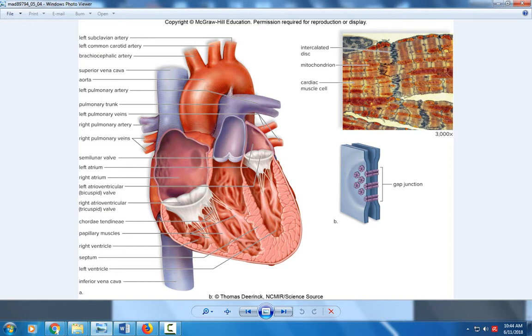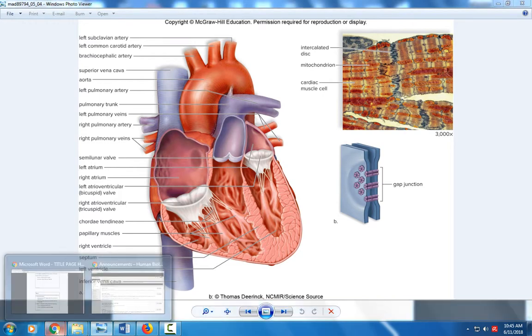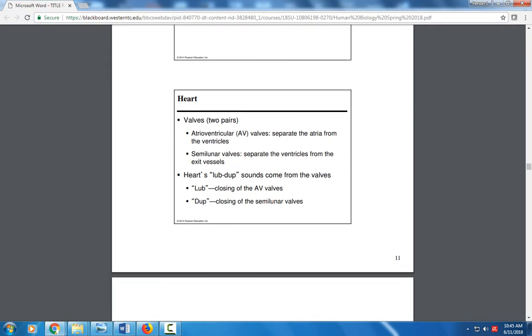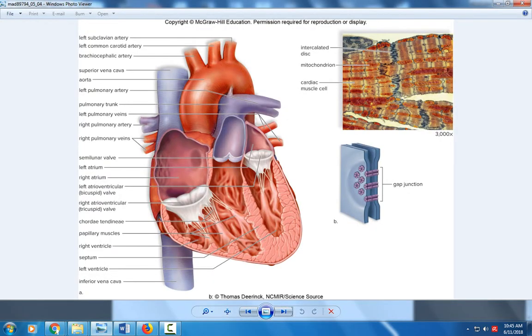So the AV valves have these strings attached called chordae tendineae, and they just prevent the flow of blood backwards. They hold these valves in place so we don't have backwards flow. We always want blood to flow through the heart in a forward motion. So the sounds we hear, the lub-dup of the heart, the lub is the closing of the AV valves when the ventricles contract, and the dup is the closing of the semilunar valves, which are the pulmonary and aortic valves. When those close, that's the dup sound, and that happens when the heart is relaxed, when the ventricles are relaxed and not contracting.